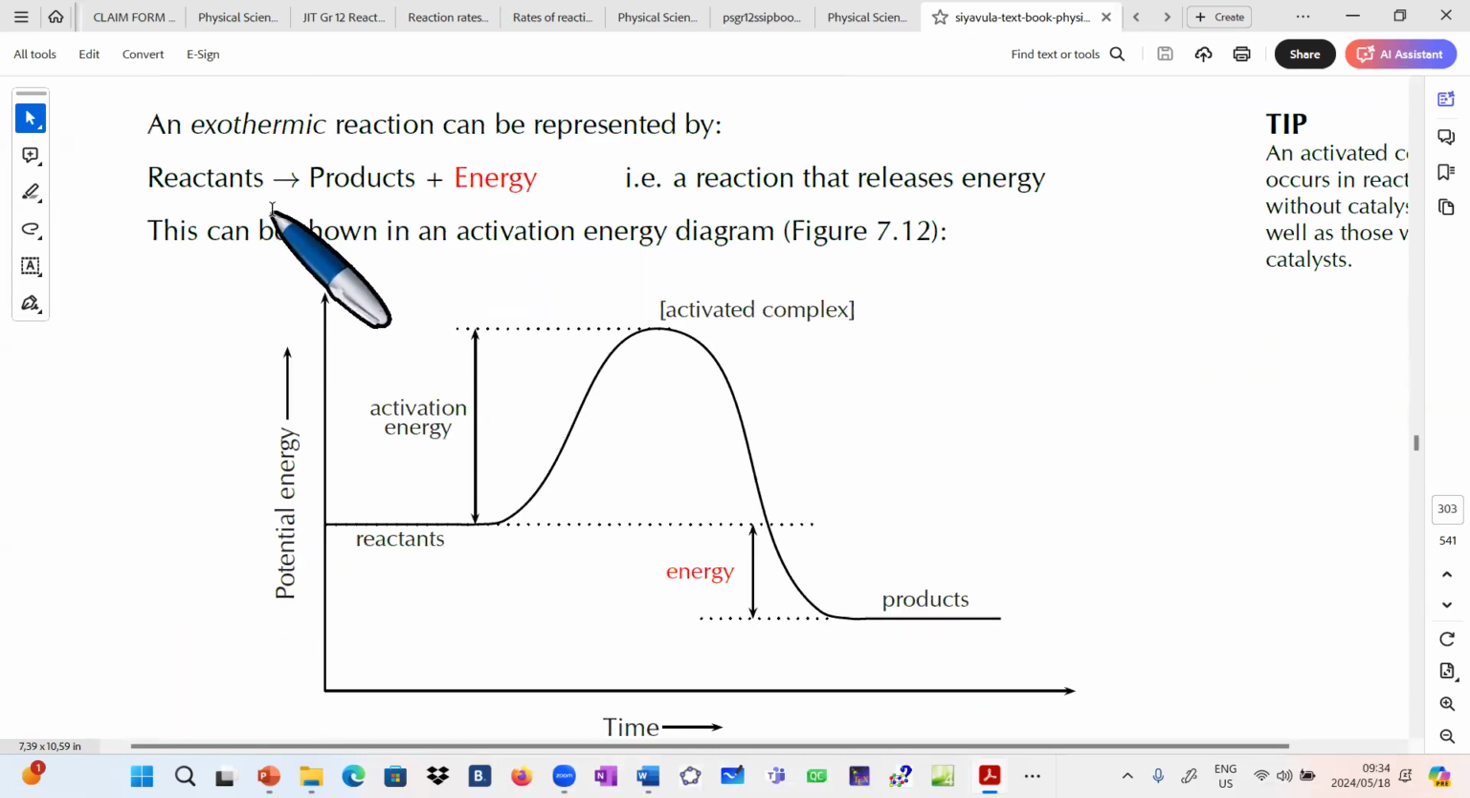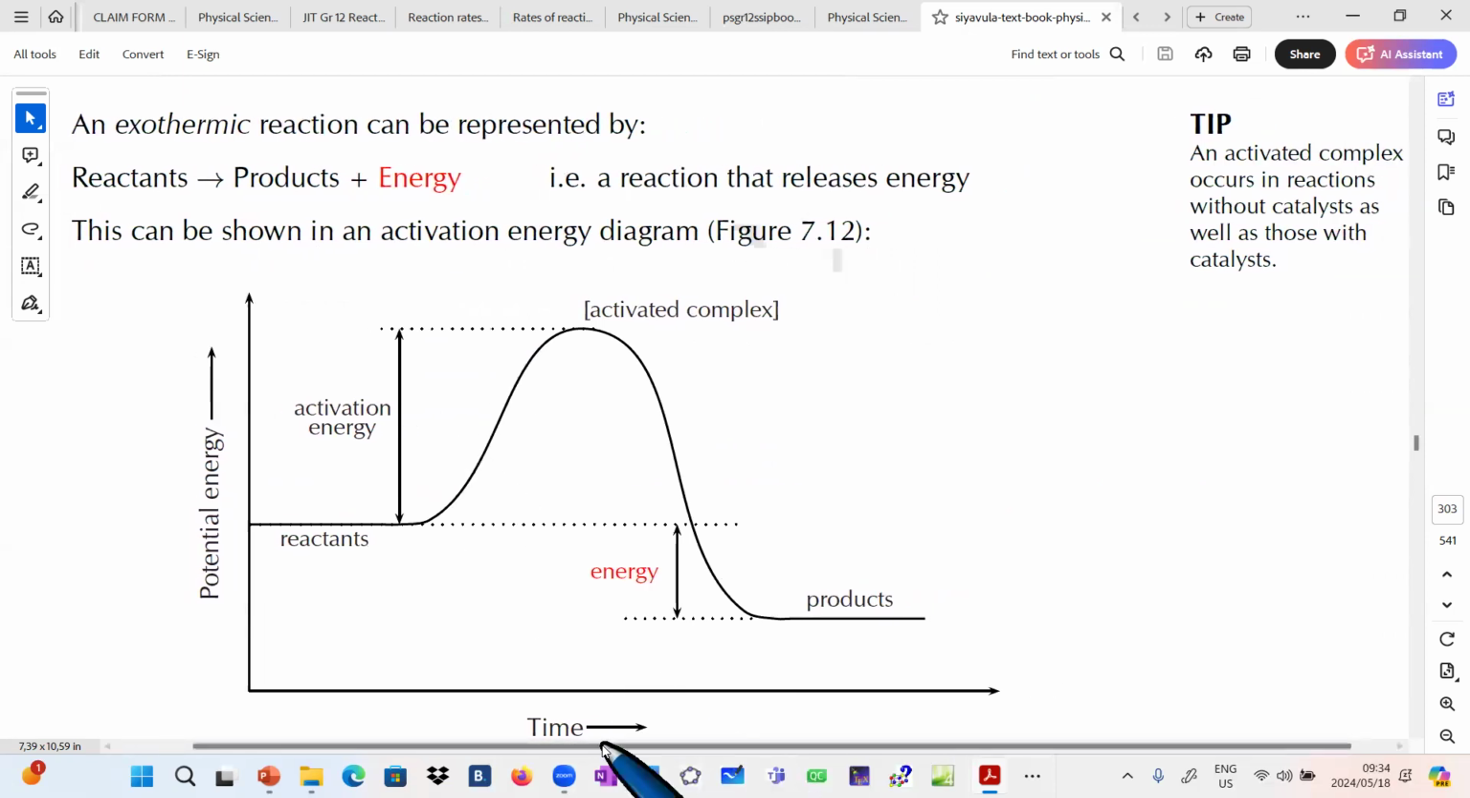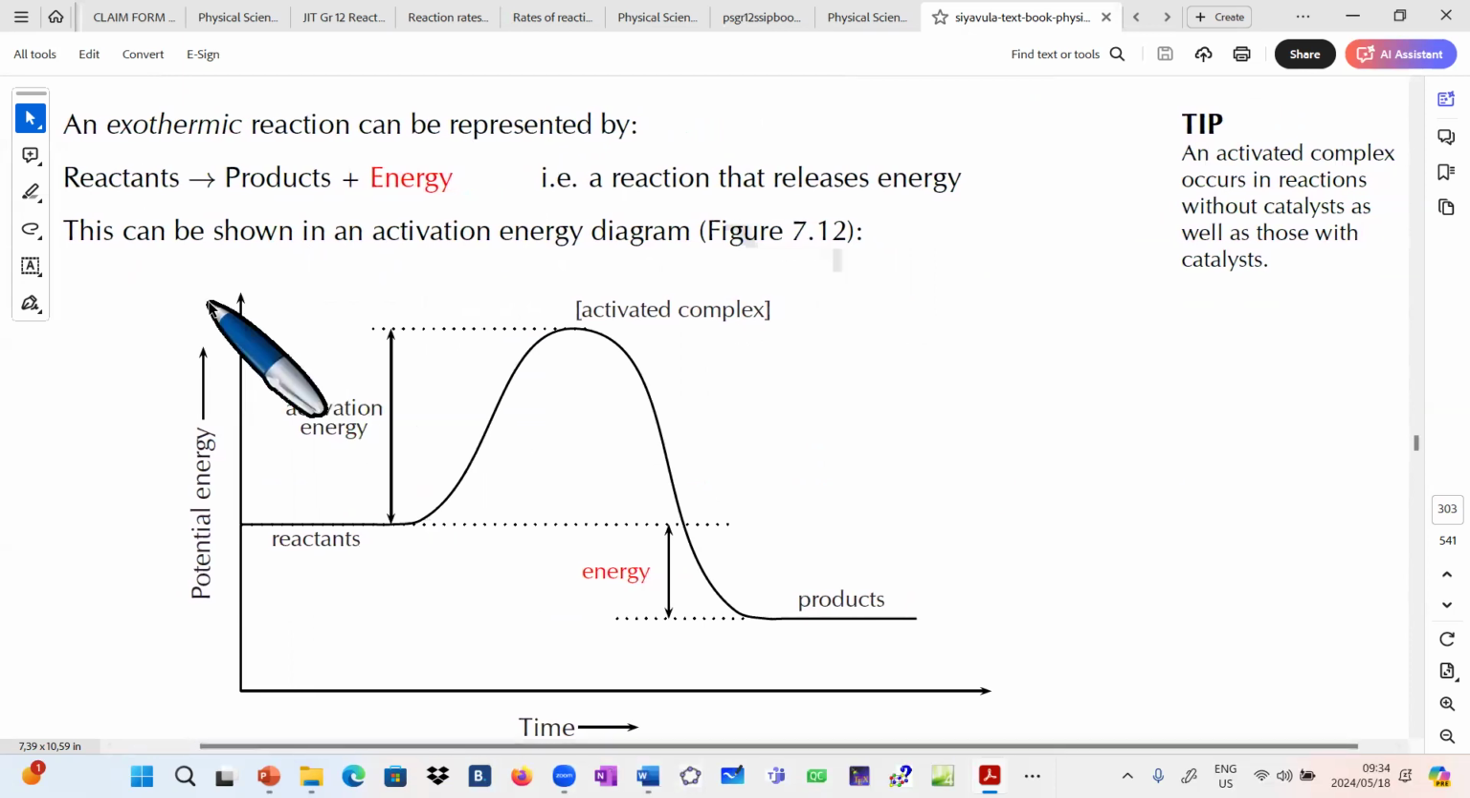There's also an exothermic reaction, which can be represented as follows. If the reactants break down and give products plus energy, that is a reaction that releases energy. This can be shown in an activation energy diagram.